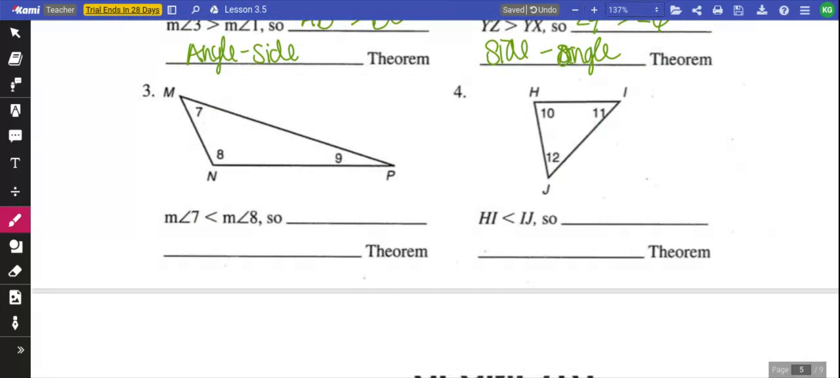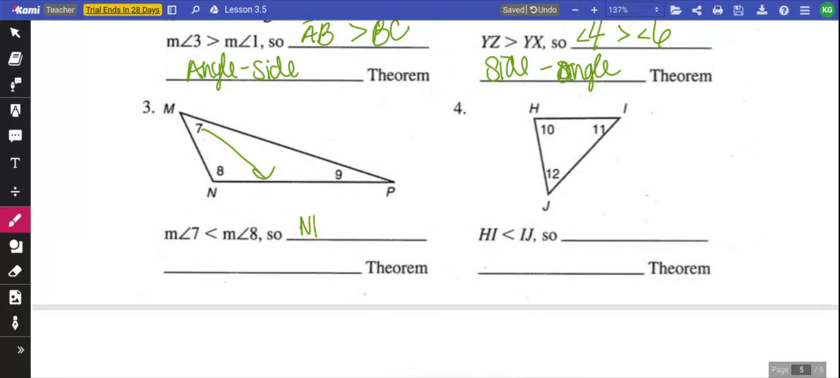Angle 7 is smaller than 8. Well, that's easy to tell. So NP is smaller than MP. And last one, HJ is smaller than IJ. Again, easy to tell. So HJ is angle 12 is smaller than angle 10.